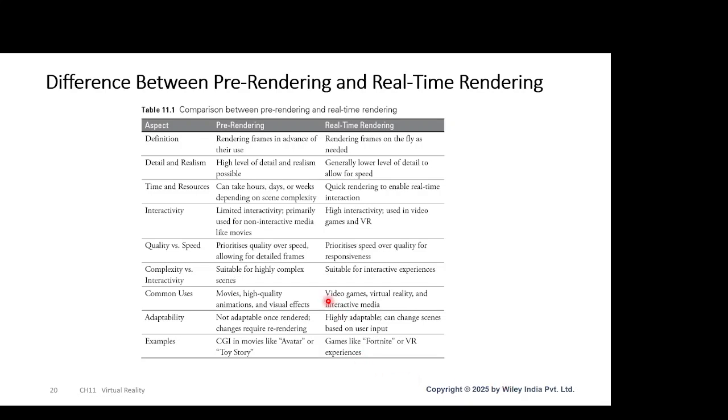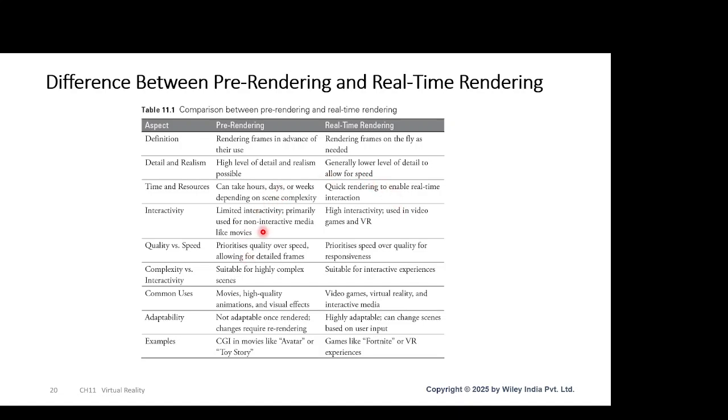So here is a comparison between pre-rendering and real-time rendering. Pre-rendering is when calculations are done in advance, and real-time is done on the fly, as and when required. High level of detail and realism is possible because most of the calculation is done beforehand. Here, low level of detail. Time and resources: it can take hours, days, or even weeks. Quick, but here you don't have time because it has to be displayed in real time.